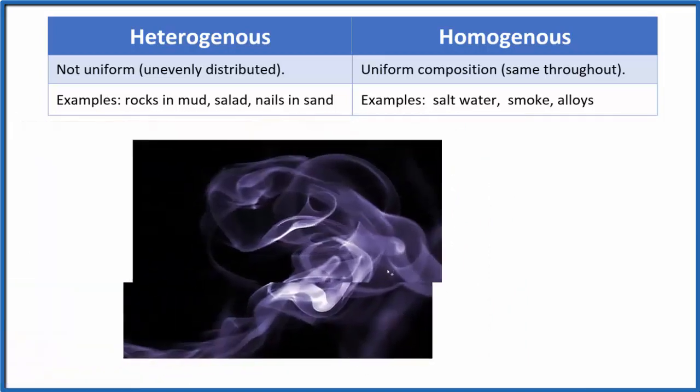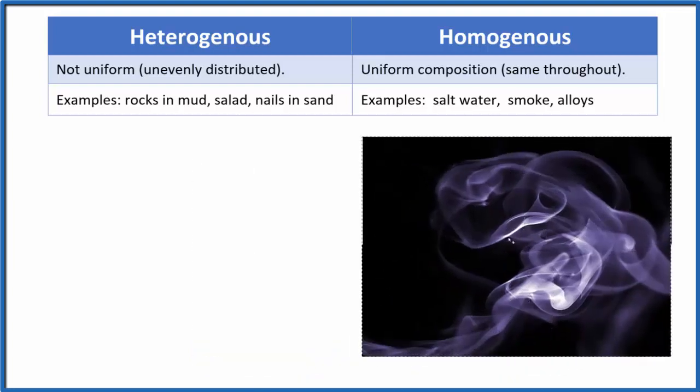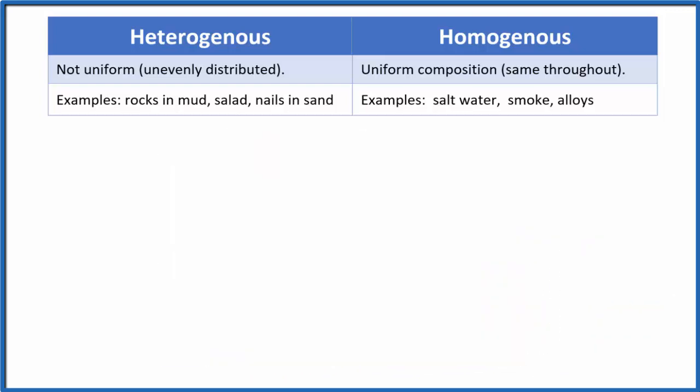How about smoke? In this picture, you might argue that the smoke is kind of together and then the air is by itself, so this would be heterogeneous because it's clumped together. If we waited a while, though, the air would spread out, evenly distribute itself, and would become homogeneous. So you can kind of argue either way for this picture.